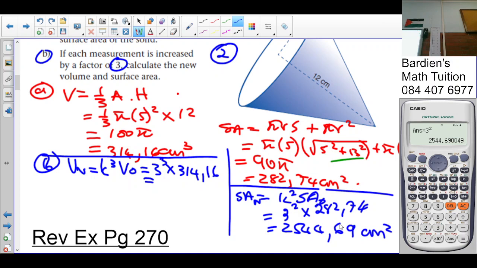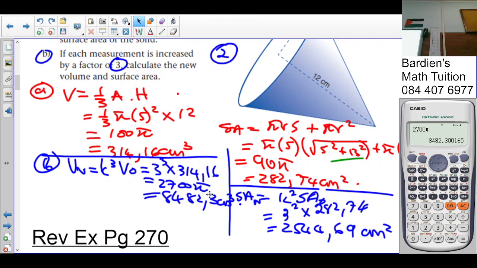No, that's 27 times 100 pi, so it's 2700 pi. So that's going to be 2700 pi, which is 8482.3 centimeters squared. Is that correct? Okay. Any issues here? No?